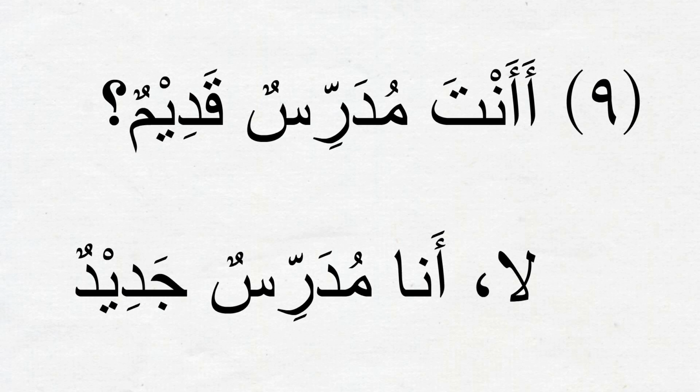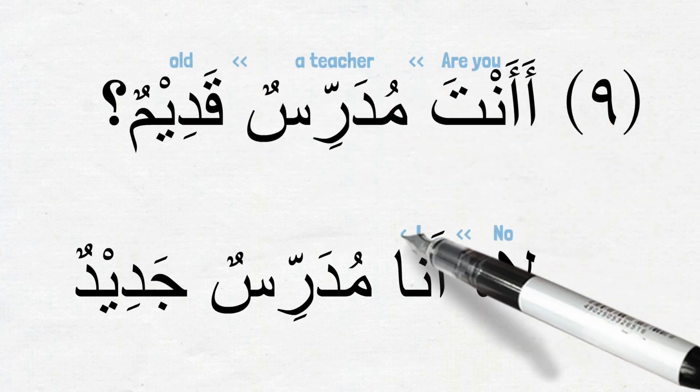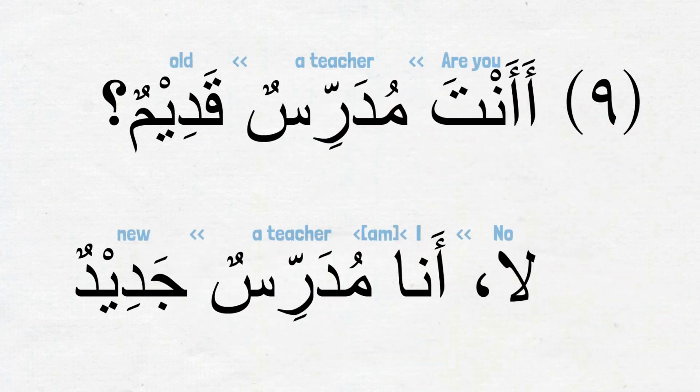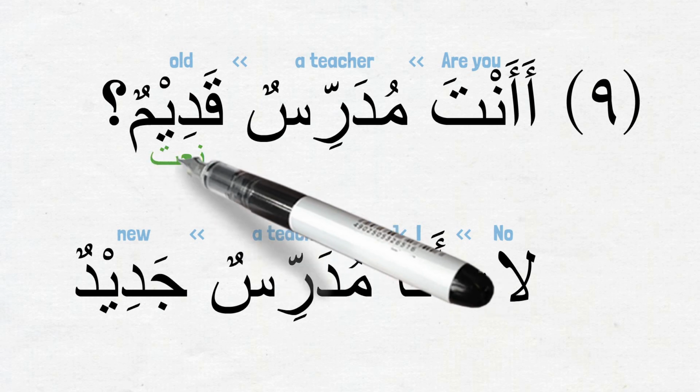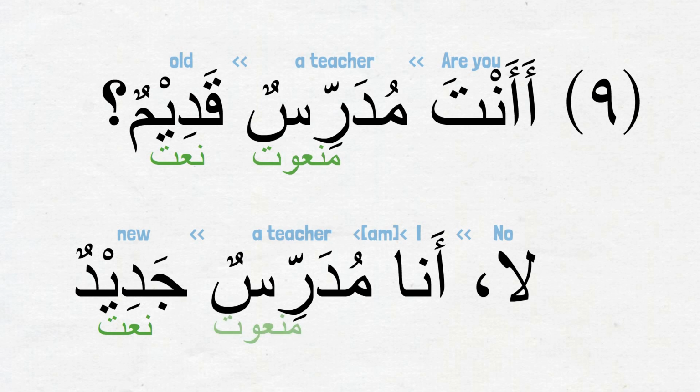Sentence 9. أأنت مدرس قديم؟ لا، أنا مدرس جديد. Are you an old teacher? No, I'm a new teacher. So here, the two ism type words قديم and جديد are coming as na'at for مدرس. In the response, أنا is the mubtada, مدرس is the khabar.